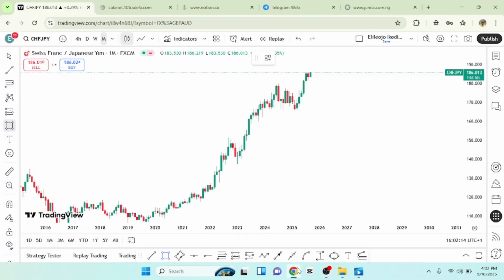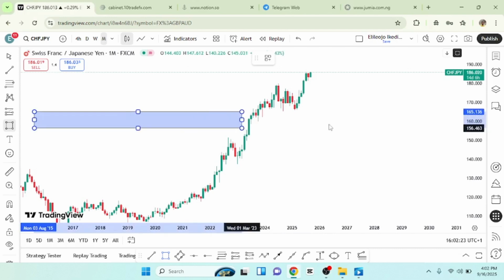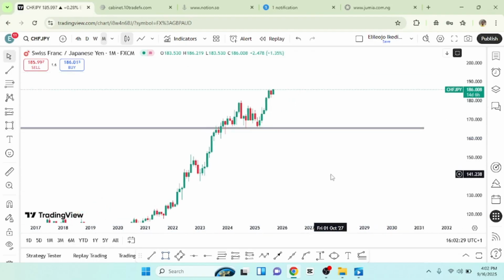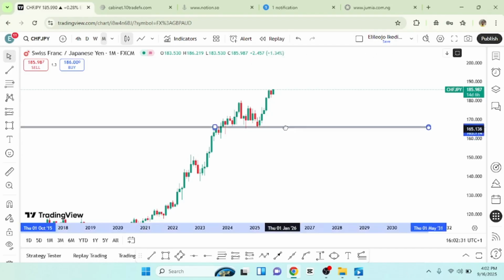Okay. So this level right here is a major level because it has been tested multiple times in the past. So I'm going to draw my blue bar and then I'm going to extend it all the way to my right hand side. Now it's important to make this blue bar as thin as possible when drawing it.